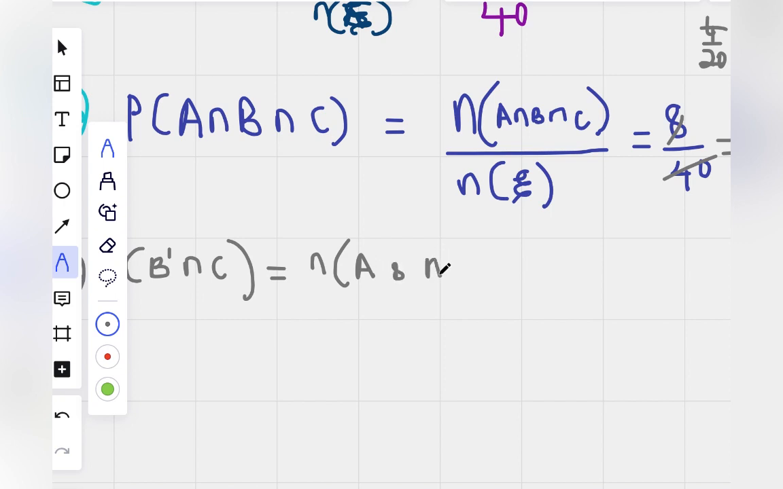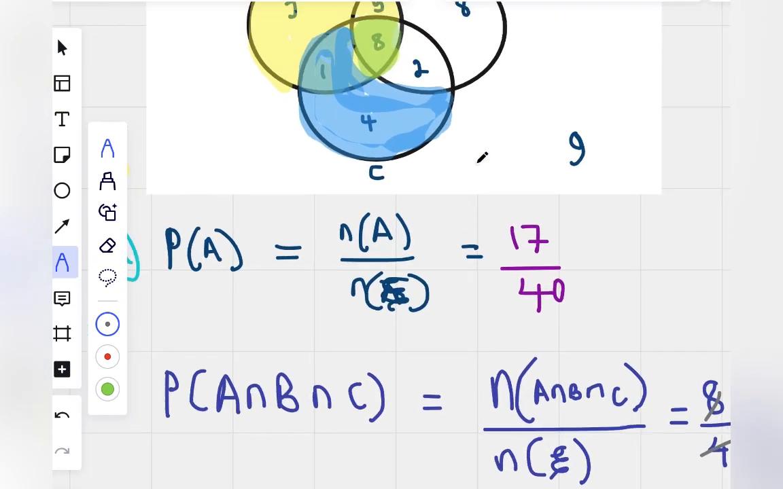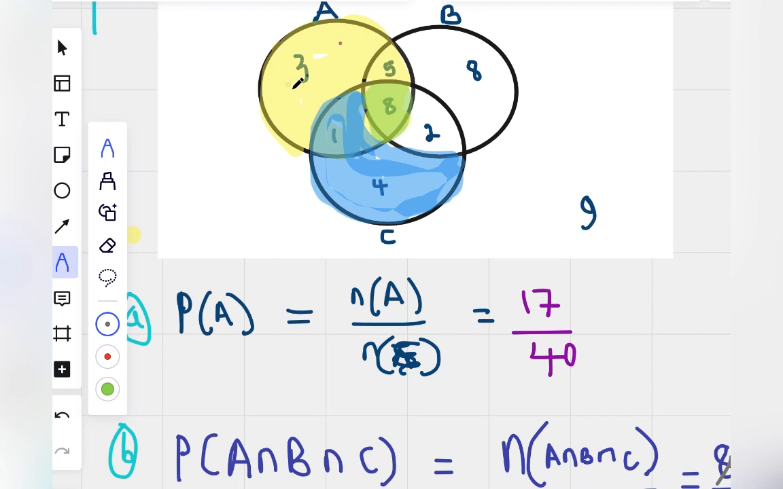The number of elements in A and C. Or is it A intersect C? Which language can we use? Not only A intersect C, because A intersect C is this. And you cannot say A union C because it will include everything here. So let's just say the number of elements in A and C, but not in B.